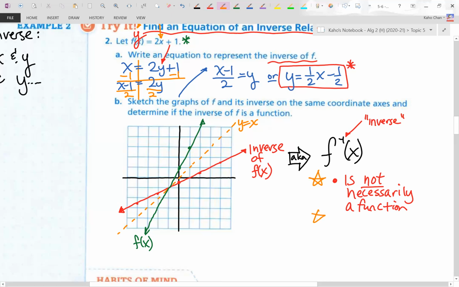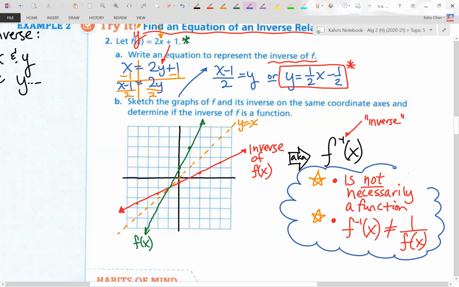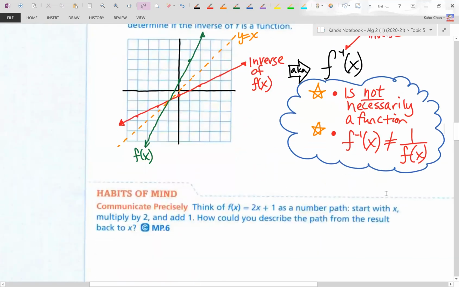Another thing to keep in mind, that notation is strange. F inverse of x does not mean 1 over f of x. Okay? So these are some major things I ran across as a student that I got confused with over the years, and now I'm a little bit better as a teacher, so I can pass that along to you guys. Take note of those two things. Thank you very much.